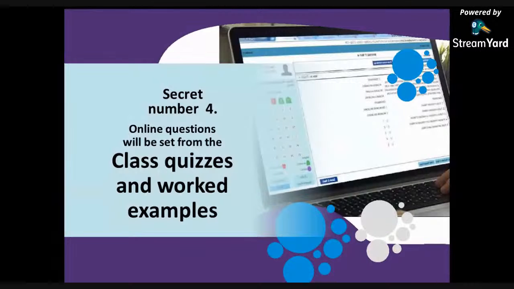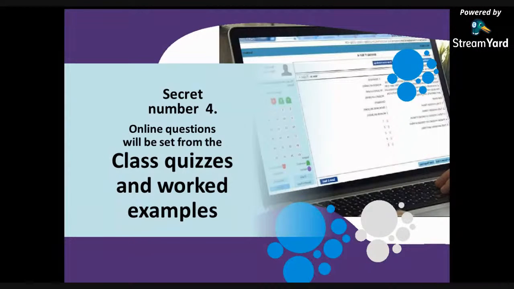tests. And those questions that were asked in the class, during the period of the class, will be repeated or may be repeated during the exams. And also worked examples. The lecturer will just get to the class, work examples for you, and that example, make sure you take note of the examples.